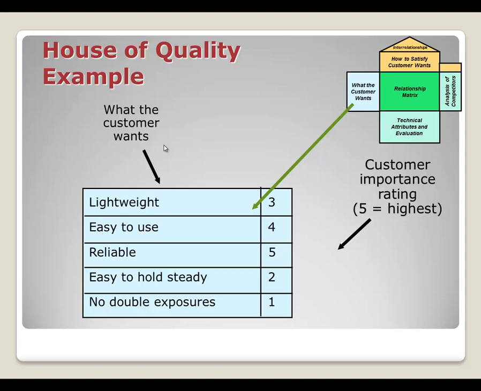And as we can see, for the lightweight, the importance is 3 for the customer, and that's 3 out of 5 based on rating of 5. Then to have a reliable camera, that's 5 out of 5. The ease of use is 4 out of 5. And easy to hold is 2 out of 5, and no double exposure is 1 out of 5.